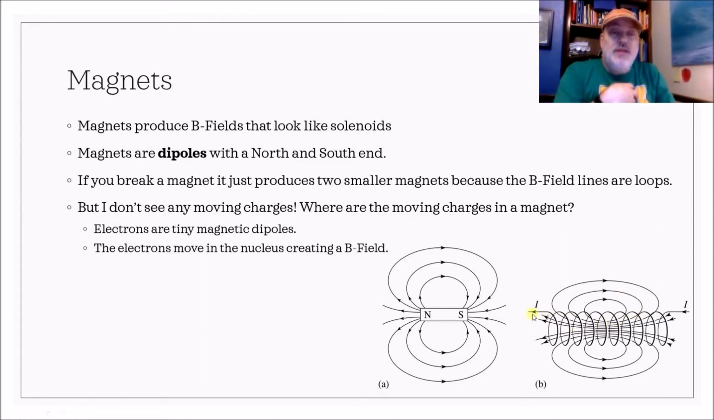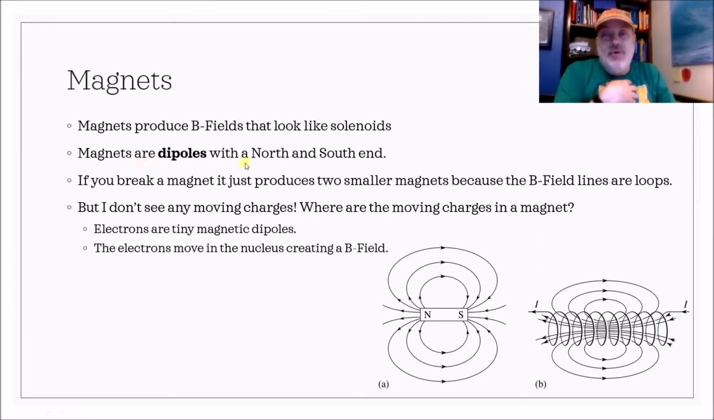So this would be the north end. This left end would be the north end of the solenoid. And this right side where the magnetic field lines come in, that would be the south end of our solenoid. So it's an electromagnet because it's a magnet produced by current.